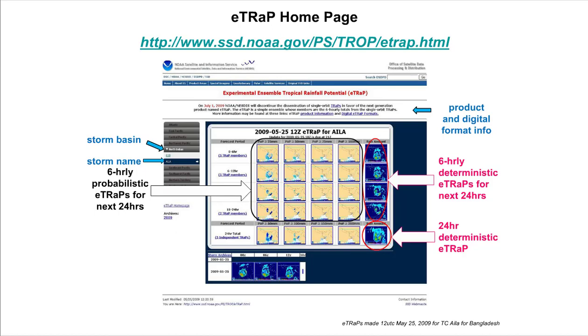And then down here in this red circle, we have the 24-hour deterministic eTRAP and the corresponding 24-hour probabilistic eTRAPs listed in this box. And then down here at the bottom, we have the storm archive so that you can go back and look at previous storms.